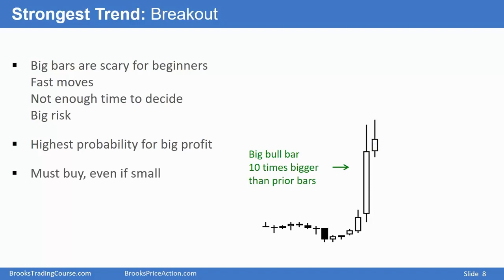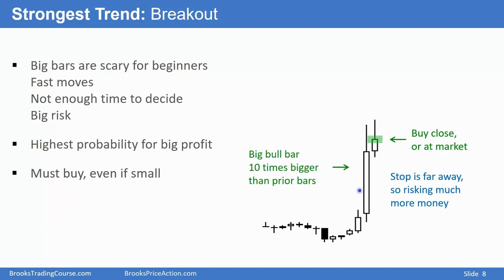You can just hit the button, buy the market. Or you could place a limit order as soon as this bar closes to buy at the close of that bar. But the easiest thing is when you see that second bar having a bull close, just hit buy the market. Again, stop is far away, so you're risking a lot more money. You have to trade smaller.